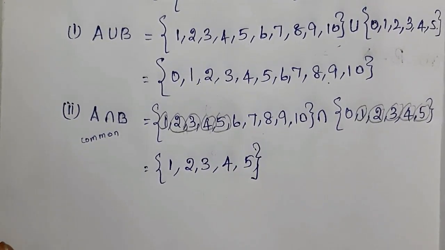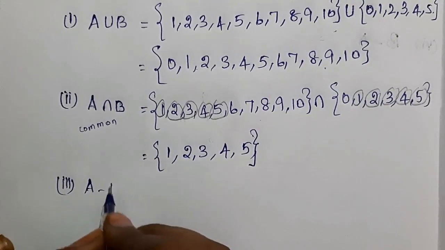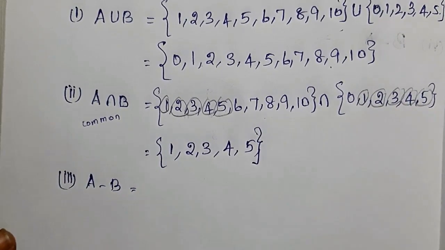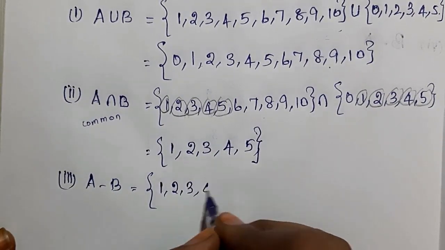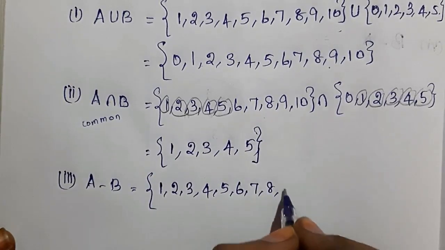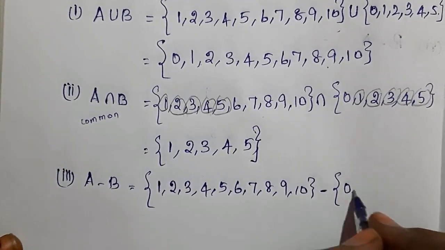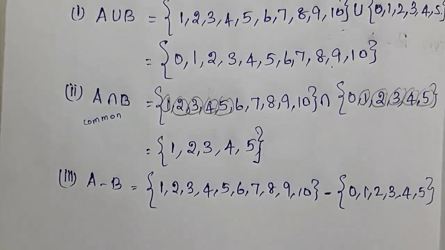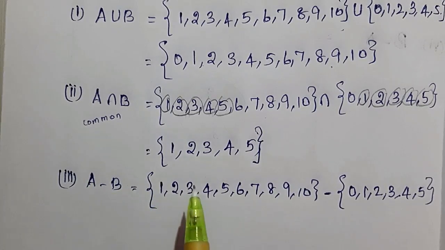Next we can write A minus B. The third part is A minus B. So A minus B, same thing. First you write the A set. Next you write the B set. Okay. So A set is 1, 2, 3, 4, 5, 6, 7, 8, 9, 10. Then minus B set, which is 0, 1, 2, 3, 4, 5. It is the B set. So what is the meaning of A minus B? From the A set you have to remove the B elements. This is the meaning. From the A set you have to remove the B elements.